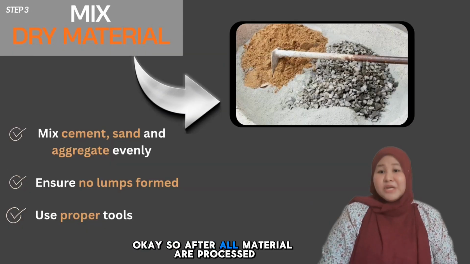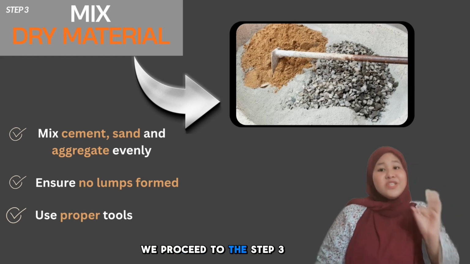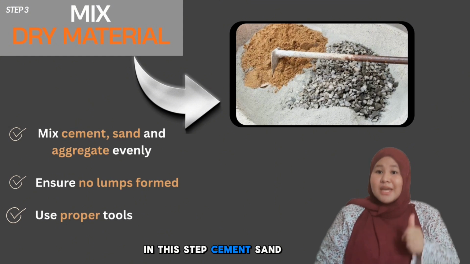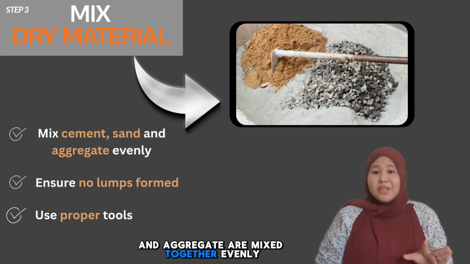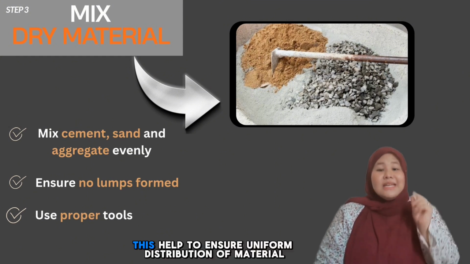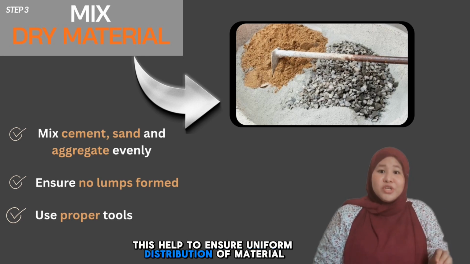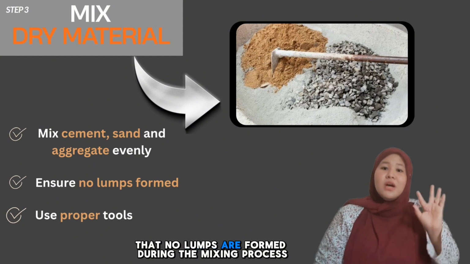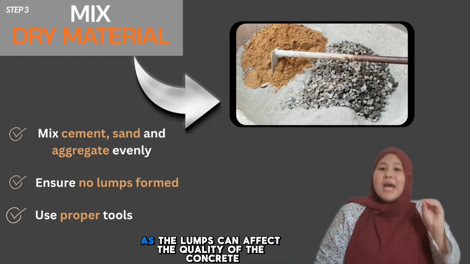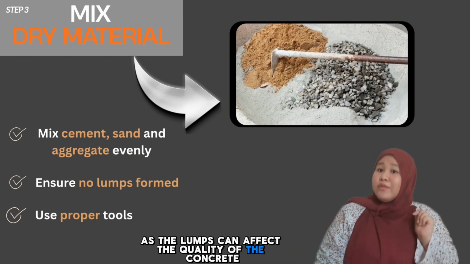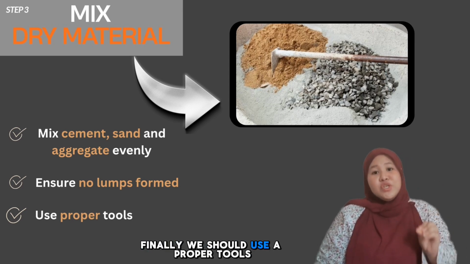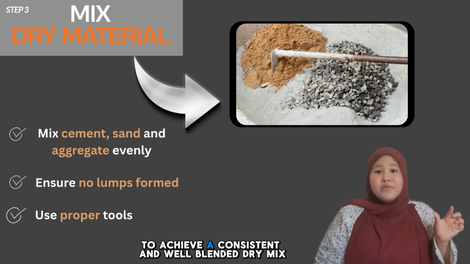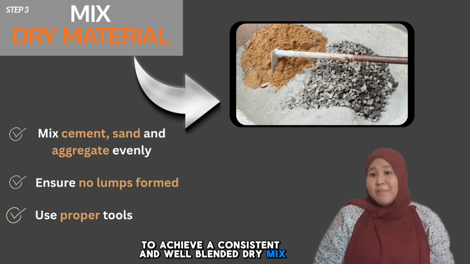After all materials are prepared, we proceed to step 3, which is mixing the dry materials. In this step, cement, sand, and aggregate are mixed together evenly before adding water. This helps to ensure uniform distribution of the materials. We must also make sure that no lumps are formed during the mixing process, as lumps can affect the quality of the concrete. Finally, we should use proper tools such as a shovel or mixing equipment to achieve a consistent and well-blended dry mix.